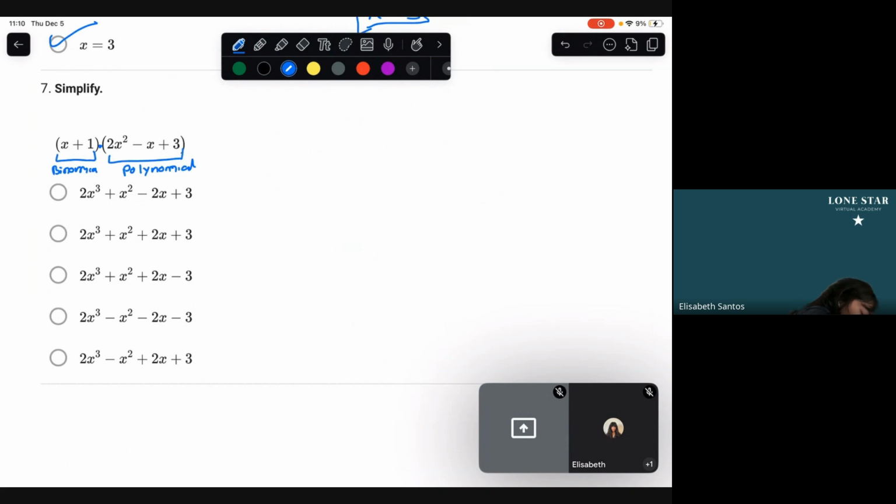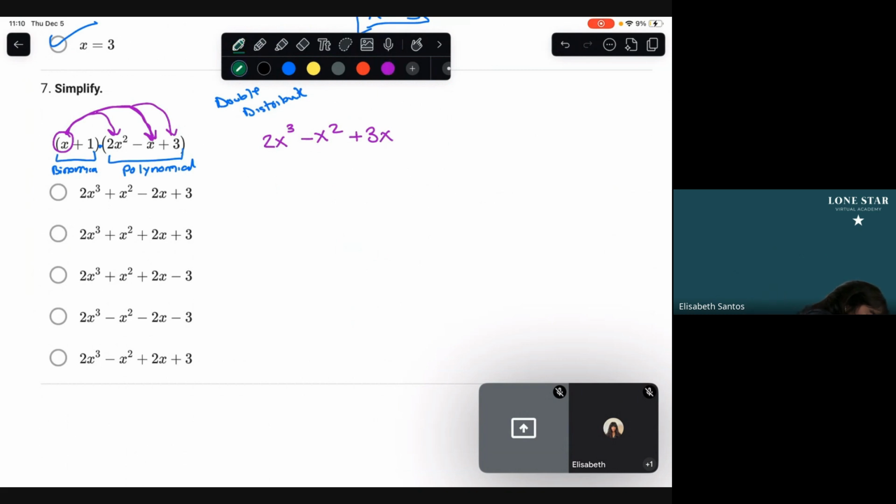So what we're going to do is double distribute. What that just means is I'm going to take this first term and multiply it by everything in that polynomial. So we get x times 2x squared, which is 2x cubed. And then x times negative x is negative x squared. x times 3 is 3x.